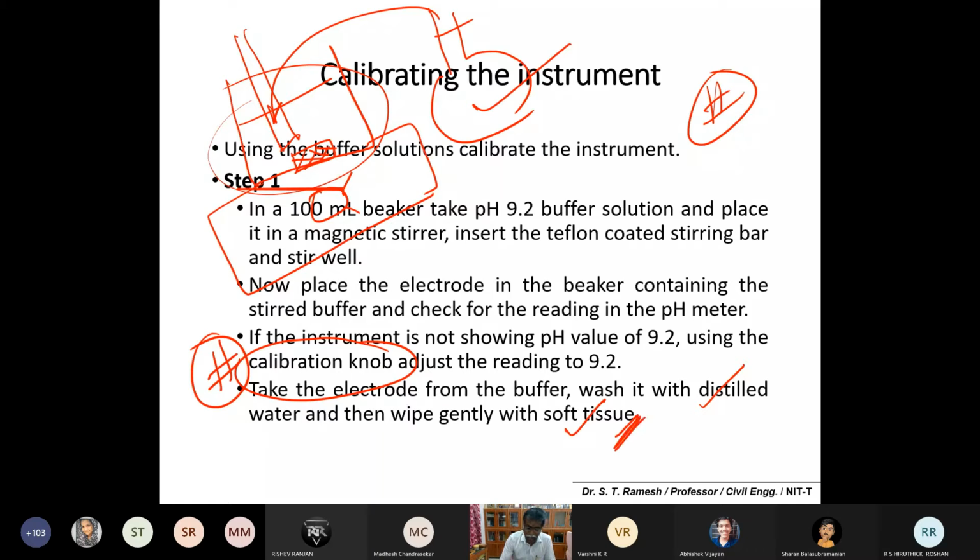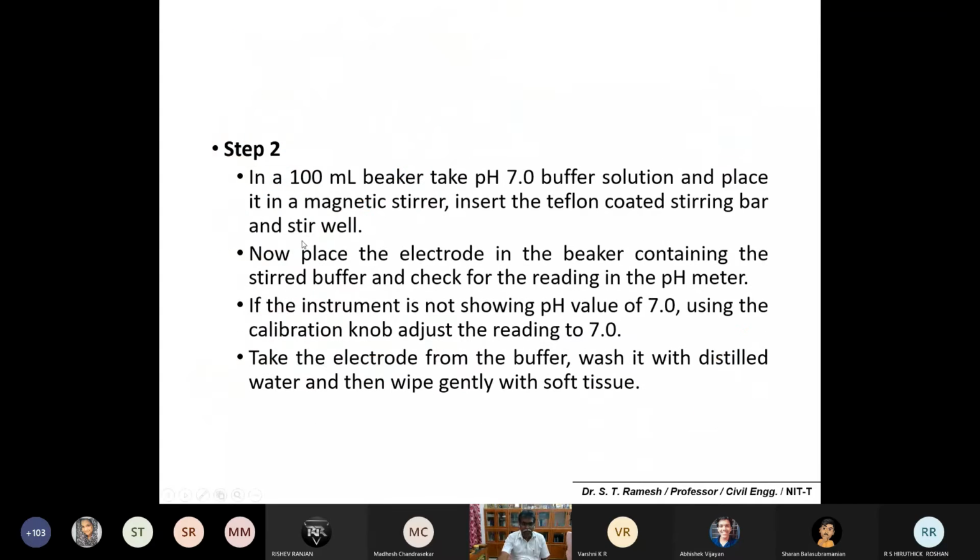That's what we have seen in the equipment or apparatus required. Repeat the same procedure again for the 7 buffer solution as well as the 4 buffer solution. Is it okay? So now, step 2, take the 7 pH buffer solution in a beaker, and inside you add your Teflon coated stirring bar. Keep it on the magnetic stirrer, switch on the magnetic stirrer, automatically it will go for a stirring process. Place the electrode and read the pH value. If it is 7, you need not worry.